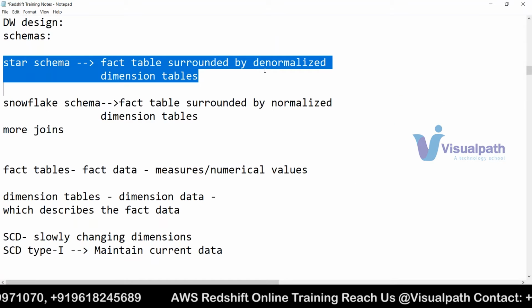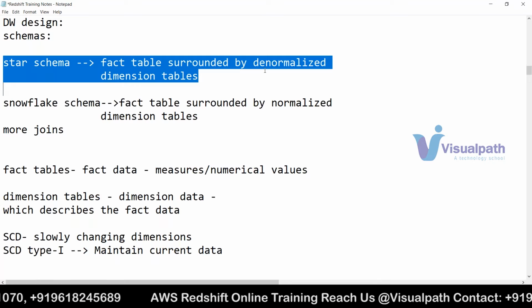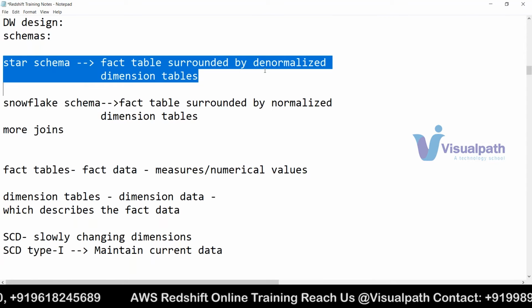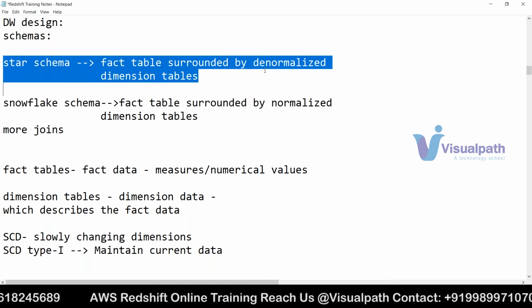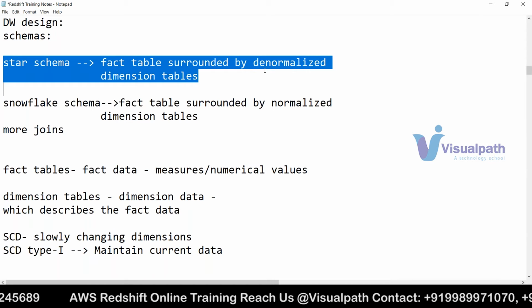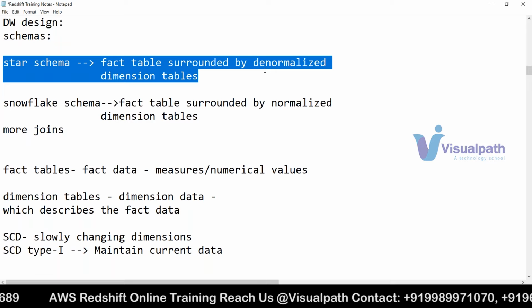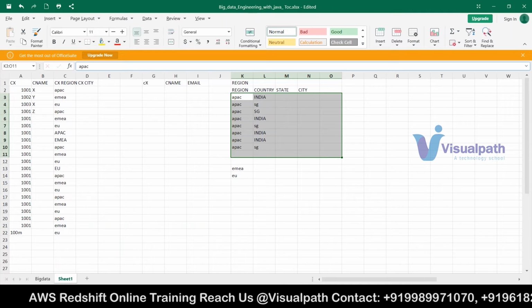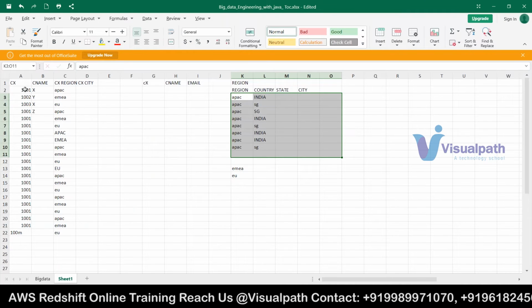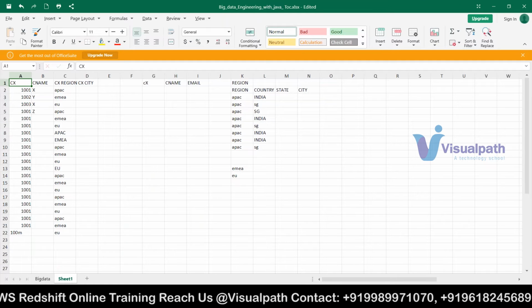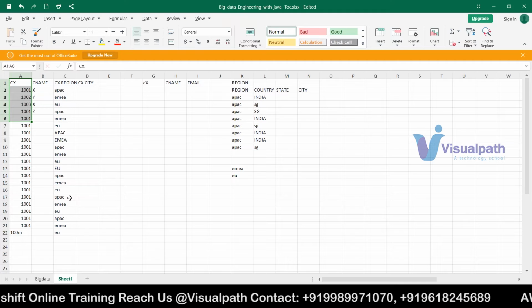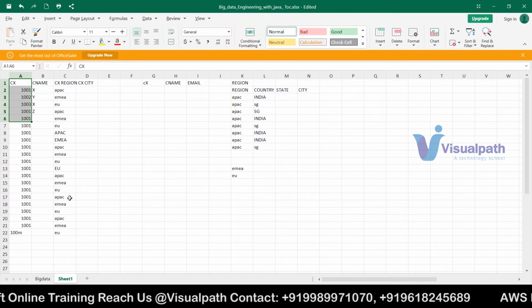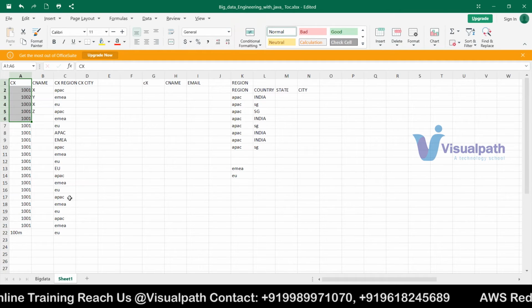So what does normalization mean? Dividing the bigger table into smaller tables, so that data redundancy will be less. Data redundancy means duplication of the data. If you don't divide, then the same table which has 100 million records has to repeat all the regions 100 million or 200 million times, which is not a good case.